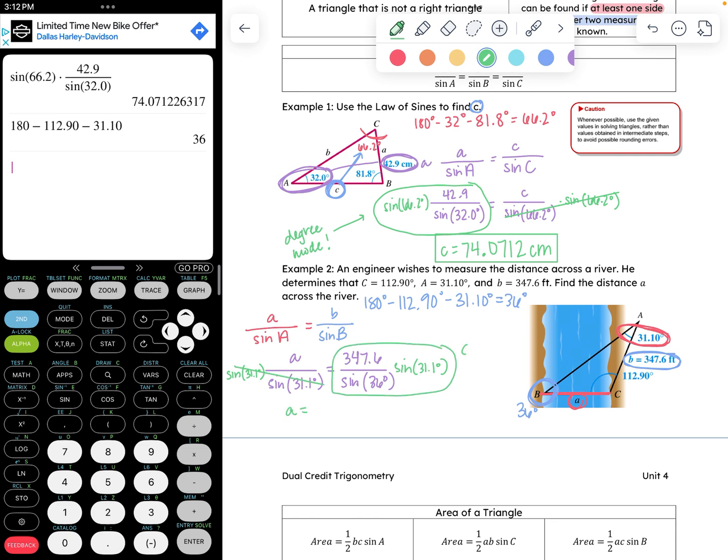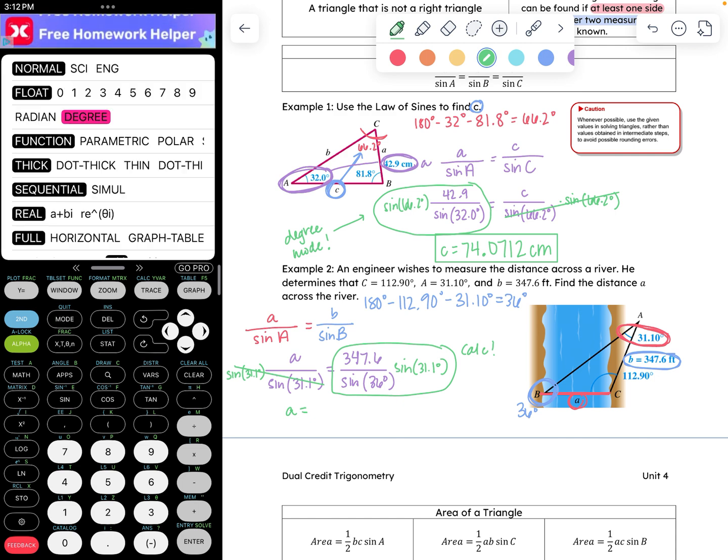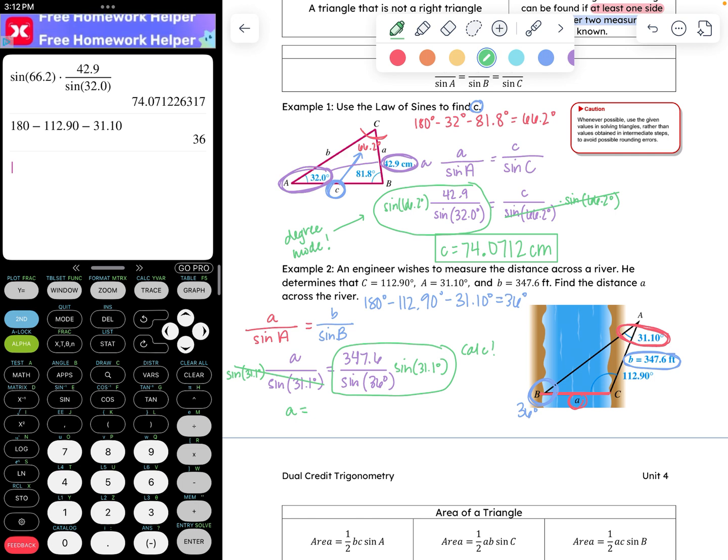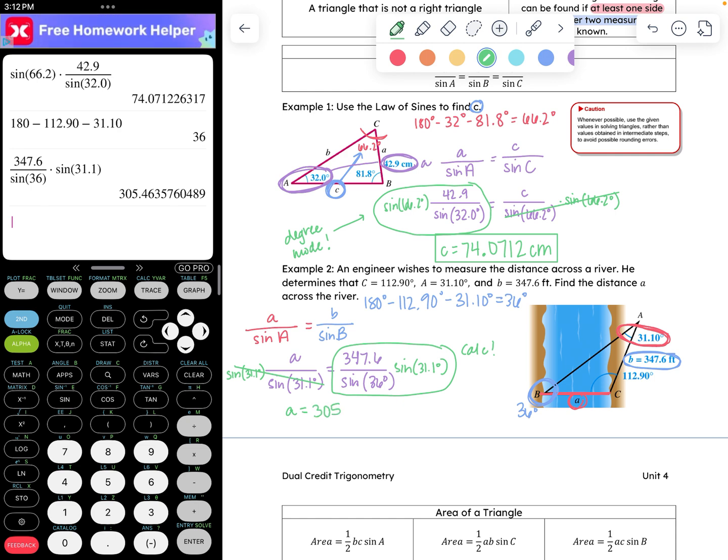Once again, we are dealing with degrees, so I need to make sure I'm in degree mode. We're already in degree mode, so we're good. And I'm gonna plug all that in. So I've got my fraction, 347.6 over the sine of 36, and I'm gonna multiply that by the sine of 31.1. There we go. Okay, that gets me that A is 305.463 feet.